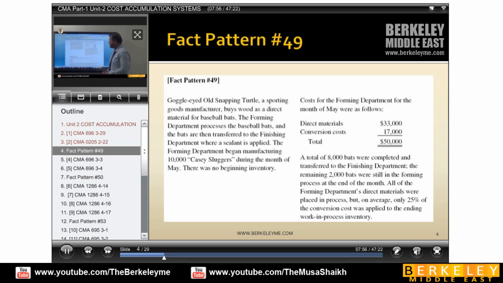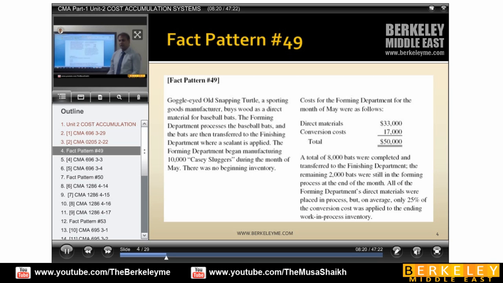Okay. He says costs for the forming department for the month of May were as follows. DM is given, conversion cost is given. Conversion cost is equal to DL plus overheads, right? This is the most important thing. He says a total of 8,000 bats were completed and transferred to the finishing department.